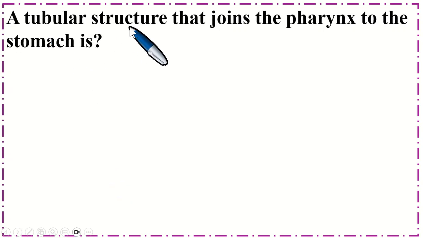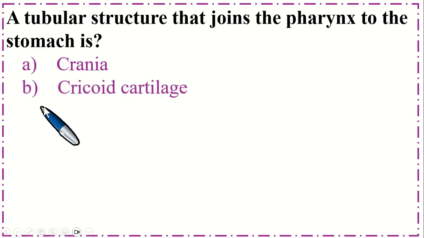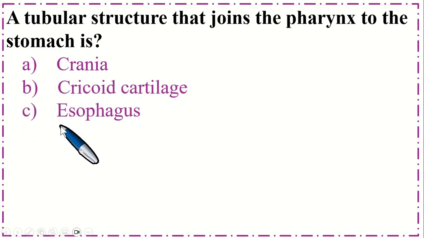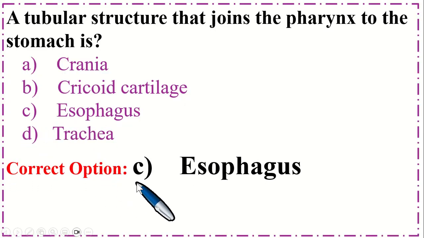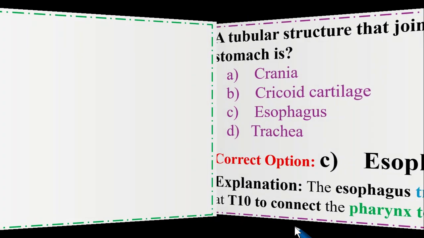A tubular structure that joins the pharynx to the stomach is option A cranium, B cricoid cartilage, C esophagus, and option D trachea. So the correct option is C esophagus. The esophagus traverses the diaphragm at T10 to connect the pharynx to the stomach.